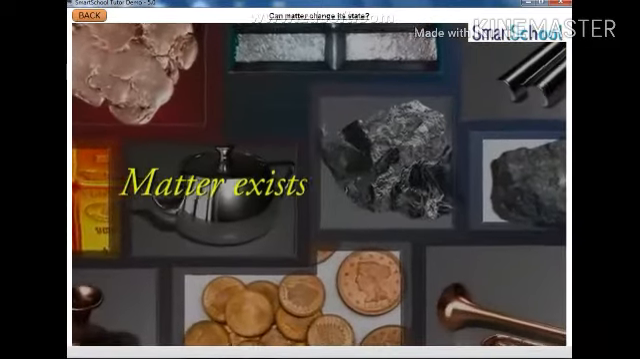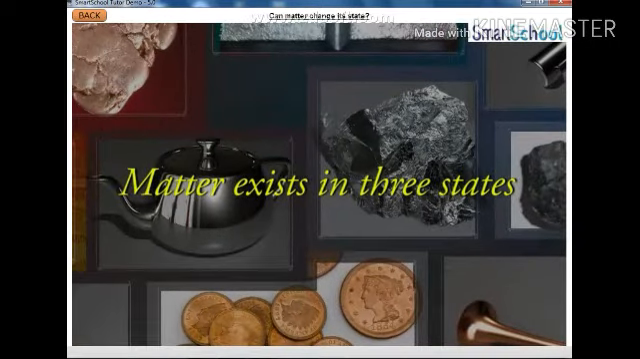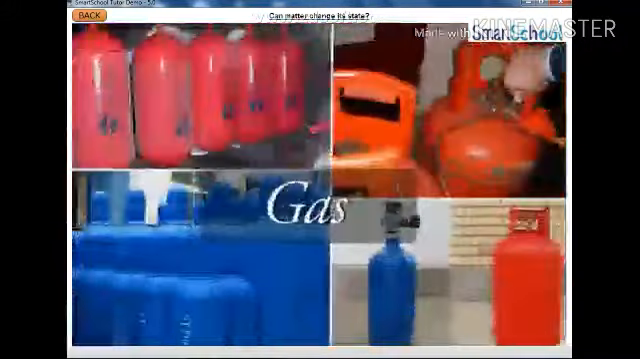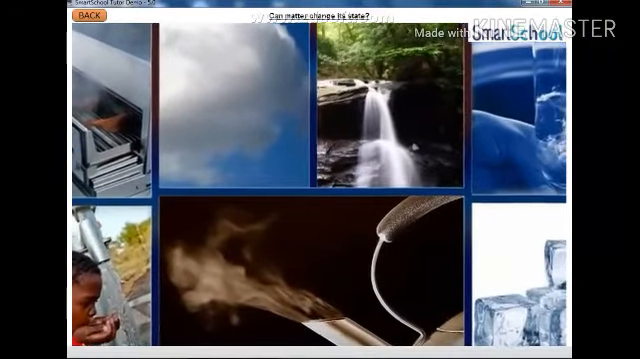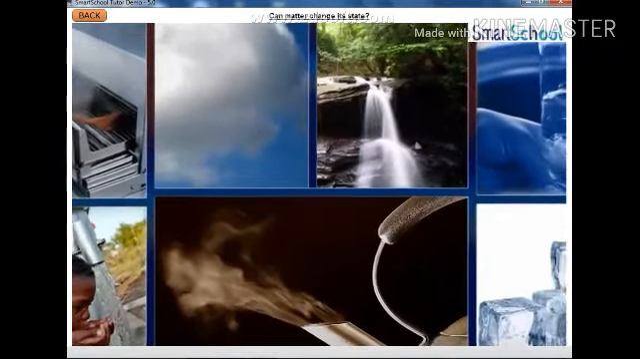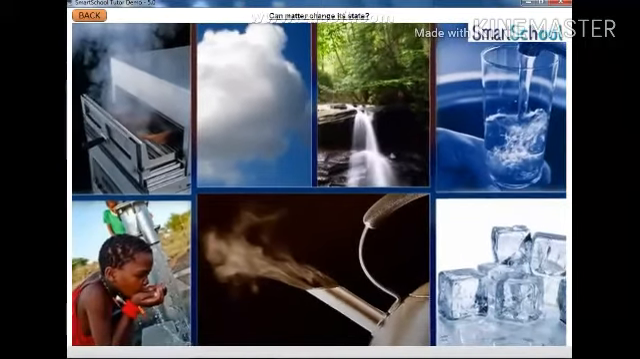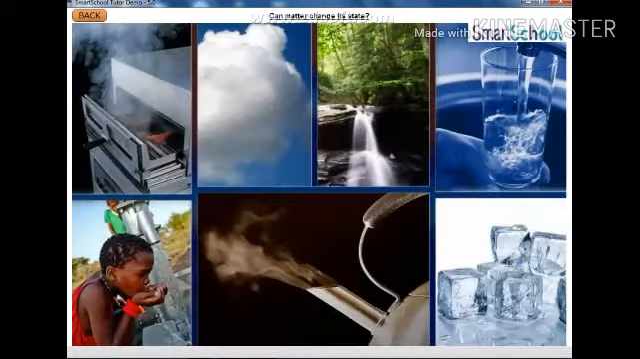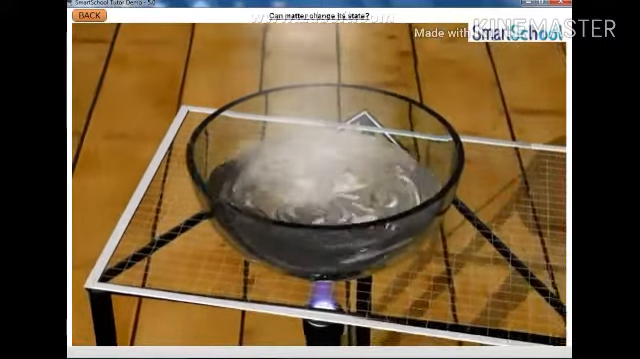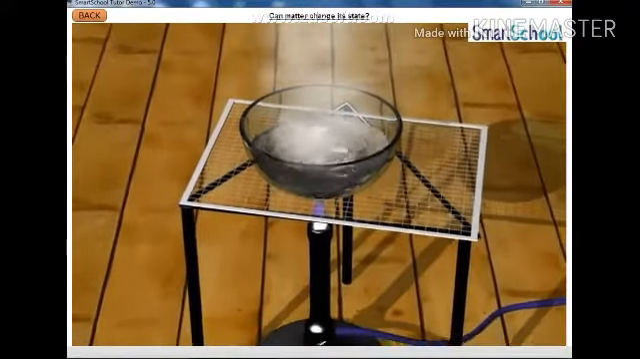Matter exists in three states, namely solid, liquid, and gas. An interesting example to understand the states of matter is water, since it can exist in all three states. Ice is the solid state of water that exists at and below a temperature of 0 degrees Celsius. Water is liquid, and vapors or steam is the gaseous state of water.